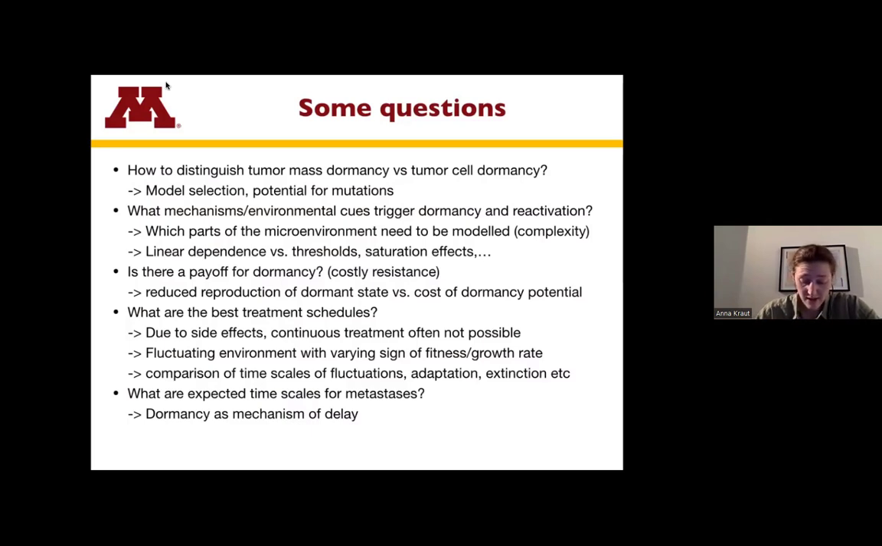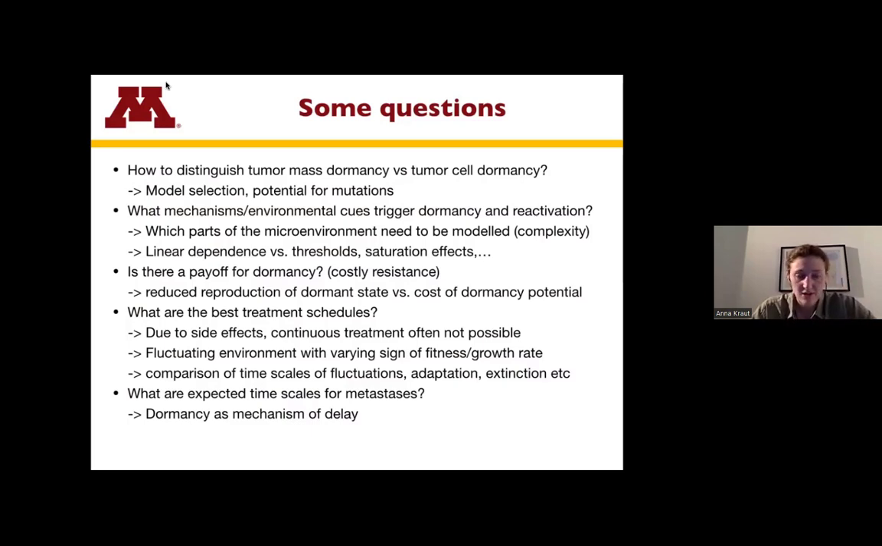We can think about the payoff of dormancy, so these costly resistance questions. And then we need to think about what treatments are best. And as I mentioned, in any applications, we will usually not have a continuous treatment, but phases of off and on treatment. And this leads to mathematical questions of fluctuating environments where the sign of the fitness varies over time.